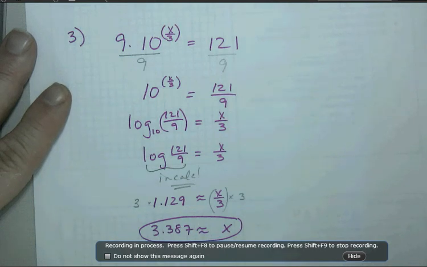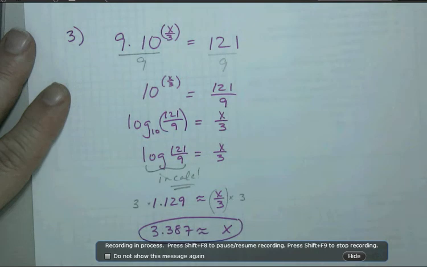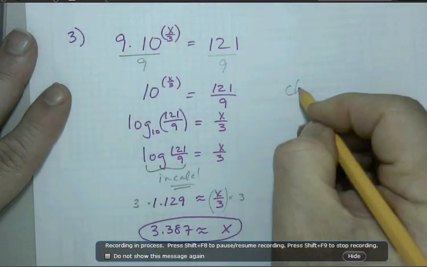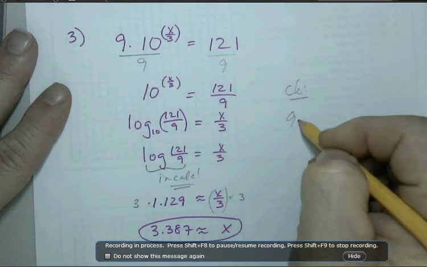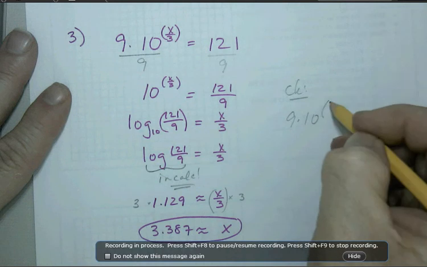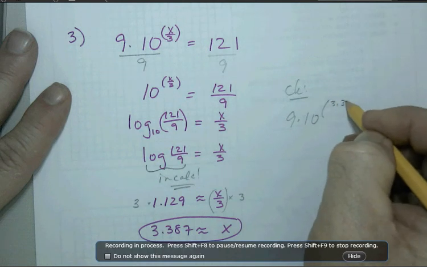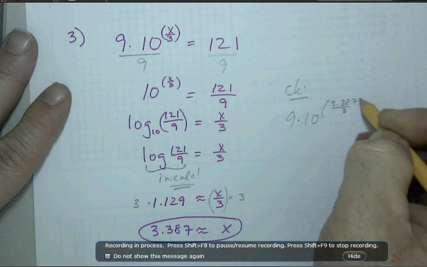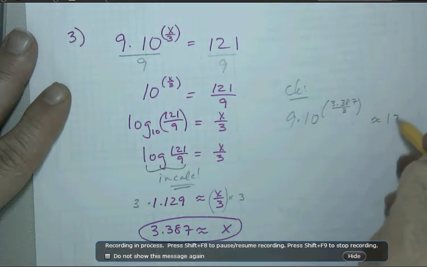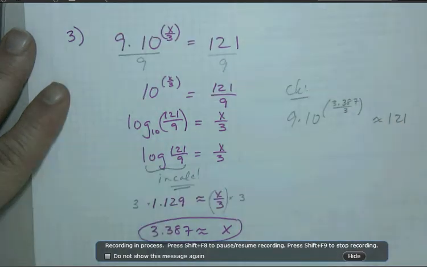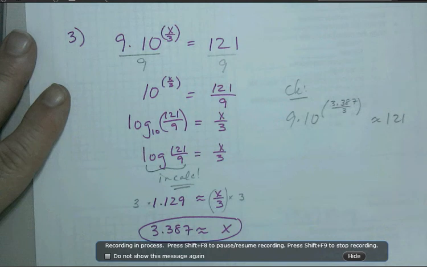Again, I could check it. I could go back and plug it in. I could say 9 times 10 to the 3.387 over 3 power, and that should come out to be about 121. Okay?